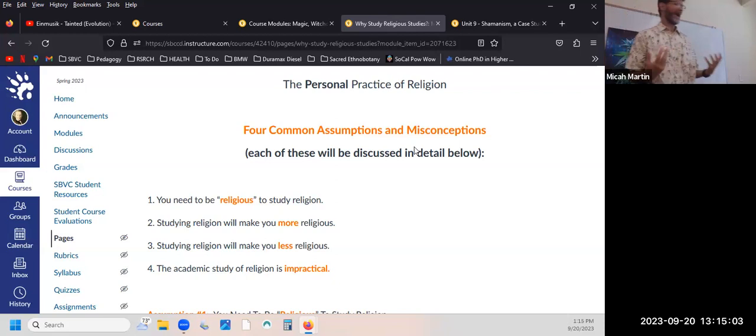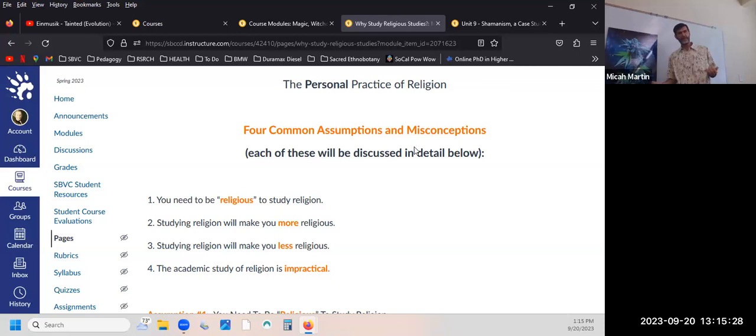Third, studying religion will make you less religious. This one, I know some academics who actually believe this, and it's a shame. What they think is that once you study all the world religions, you'll realize what a heap of junk it is, and you'll realize it's all fake, it's all phony, and none of it's real. That's sort of sad in a way, because I'll let you in on a little secret.